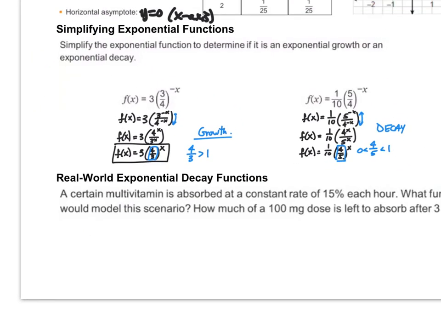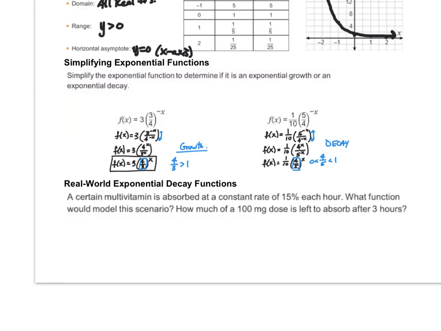All right, let's do one more problem, okay? And this is a real-world exponential decay function. It says a certain multivitamin is absorbed at a constant rate of 15% each hour. What function would model this scenario? How much of a 100 milligram dose is left to absorb after 3 hours?